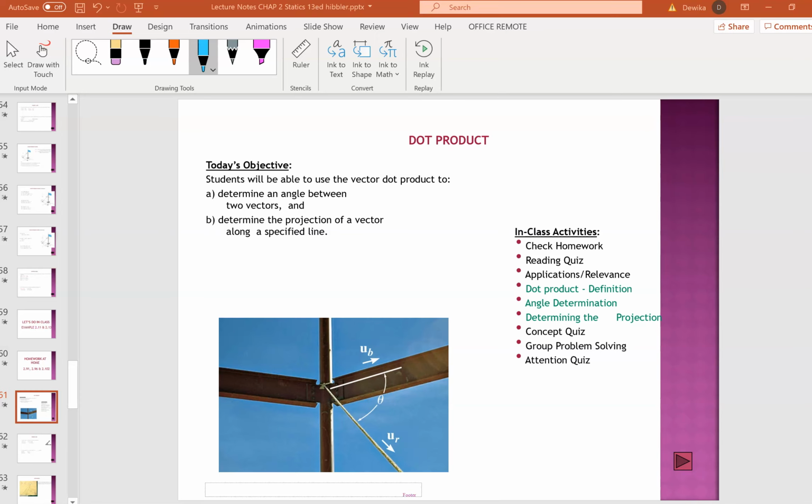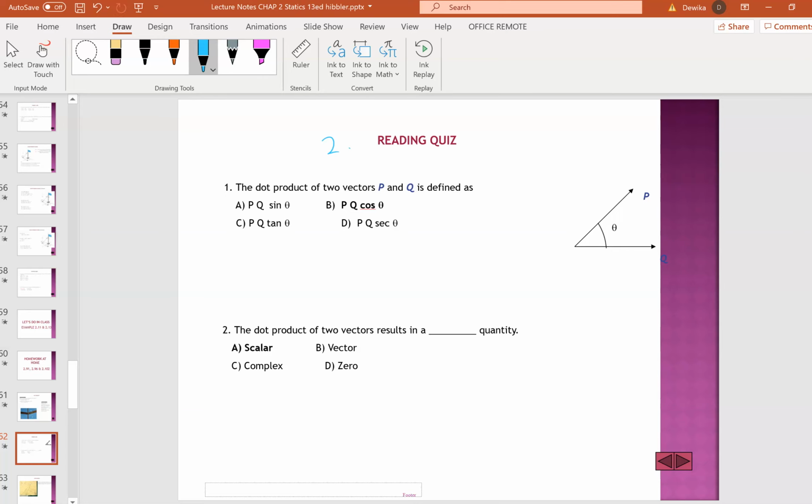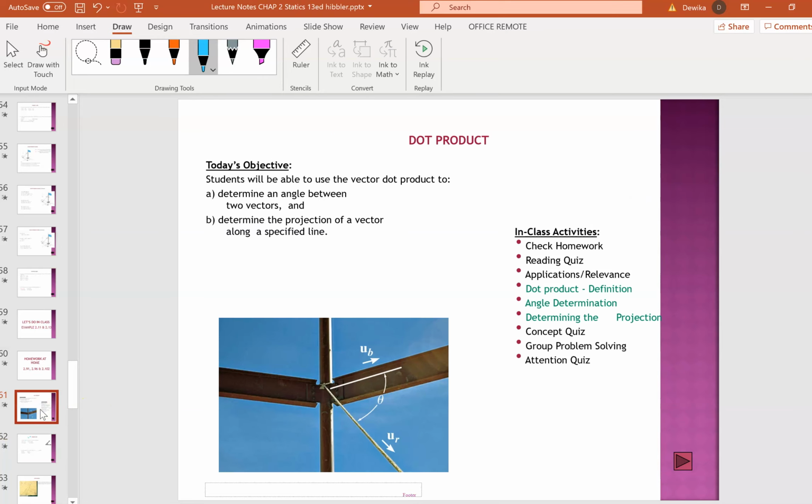Welcome back. We are looking at dot product, which is chapter 2.9 from your textbook. At the end of this chapter, you should be able to determine the angles between two vectors and to determine the projection of a vector along a specified line.